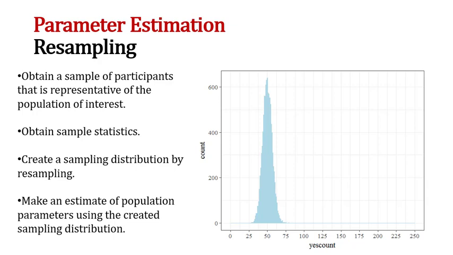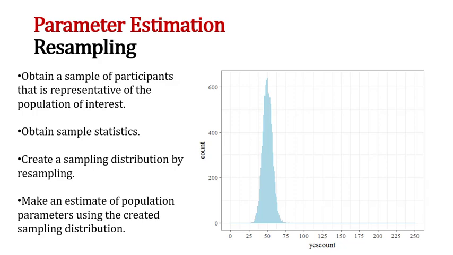So in the two other approaches, the sampling distribution is created by using a theoretical probability distribution. We use the binomial in this case, but in other cases we are going to use the normal distribution a lot. So the sampling distribution in the resampling approach is the step that makes it different than the others. And then make an estimate of population parameters using the created sampling distribution. That's the same as in the other approaches.